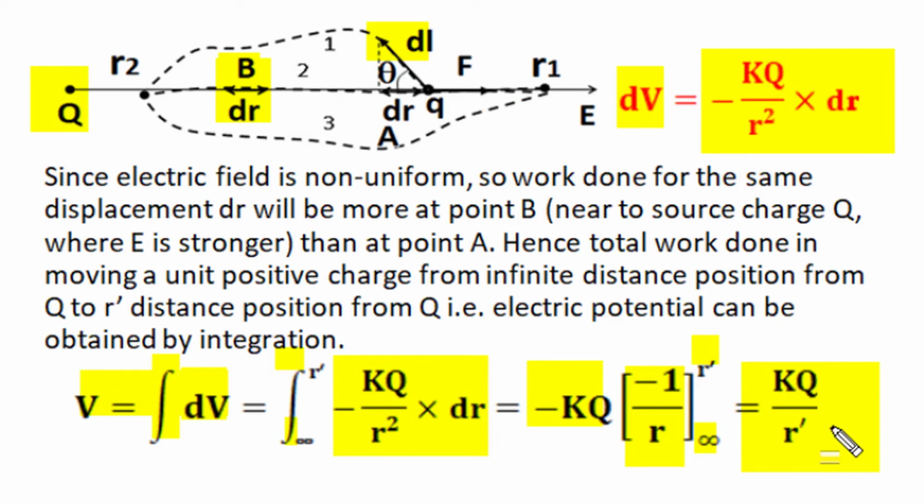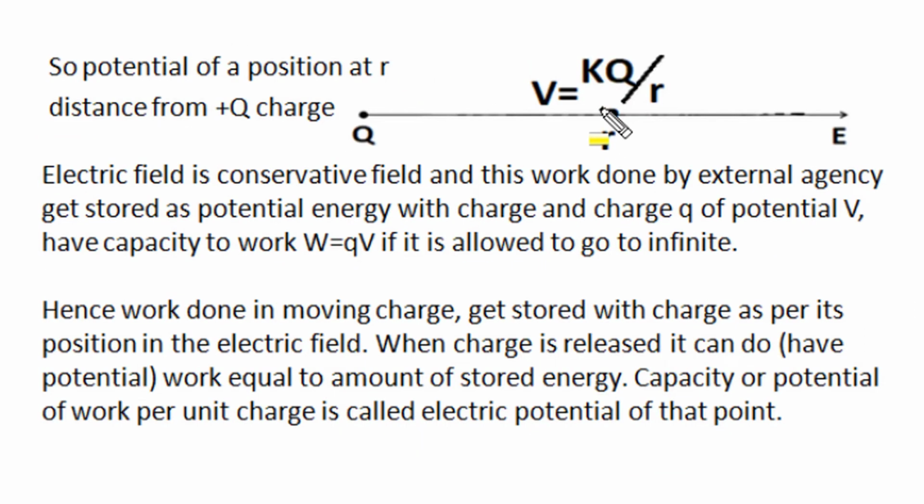Since work is a scalar quantity, potential is also a scalar quantity, and in the field of a positive source charge potential is positive, and in the field of a negative source charge potential is negative, and at the same distance at different locations, irrespective of the direction of this r vector, the potential magnitude is the same. The potential of a position at a distance r from source charge capital Q is given by V equals kQ by r. It is inverse of distance from the source charge. At double distance potential becomes half, and at half distance potential becomes double.